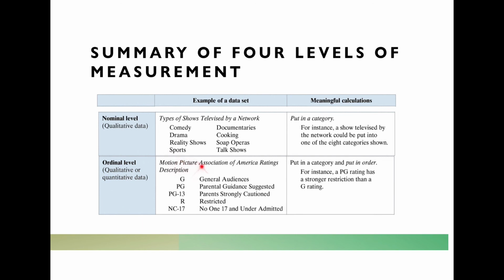Ordinal. So we have the motion picture ratings. Here's a great example where we have G, PG, PG-13, R, and then NC. There's a bit of an order to this, right? With each level, there's a level of restriction that we've put on who should be seeing these things, by age. So we can put it in a category and we can put it in some sort of meaningful order. A PG rating has a stronger restriction than a G rating.